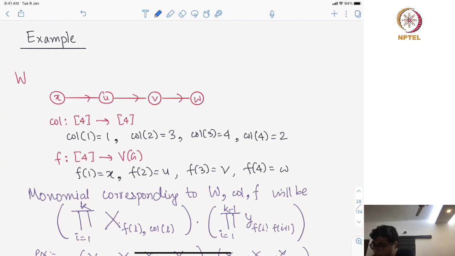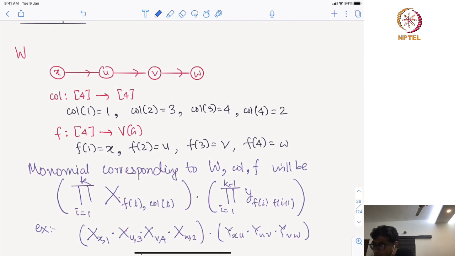Okay. So here's an example. Look at x, u, v, w. What is my coloring function? The coloring function is a function from 1 to 4. Suppose color of 1 is 1, color of 2 is 3, color of 3 is 4, color of 4 is 2. And what is the function from 1 to 4? f of 1 is x. The second vertex is u, so f of 2 is u. The third vertex is v, so f of 3 is v. What is the fourth vertex? f of 4 is w. And what is the color? The first vertex has been assigned color 1, the second vertex has been assigned color 3, right?